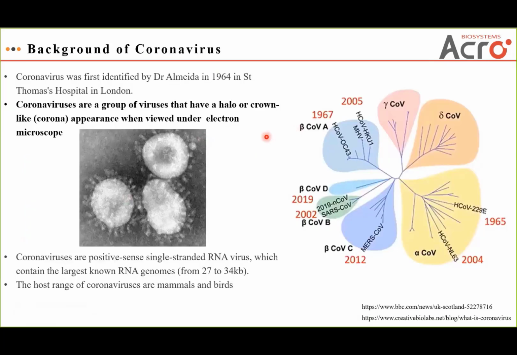COVID-19 is caused by SARS-CoV-2, which belongs to coronavirus. Now let's take a look at the background of this virus species. Coronavirus was first identified by Dr. Almeida in 1964 in St. Thomas Hospital in London. They are a group of enveloped viruses that have a halo or crown-like appearance when viewed under an electron microscope. The genome of coronaviruses is composed of positive single-stranded RNA, and their genome size ranges between 27 to 34 kilobases, which is relatively large for RNA viruses.